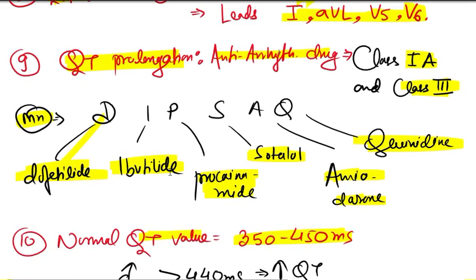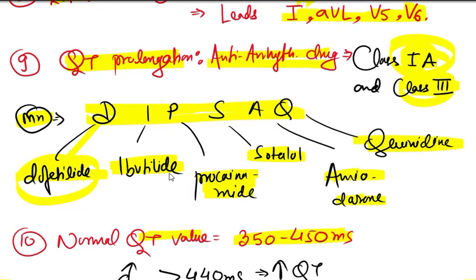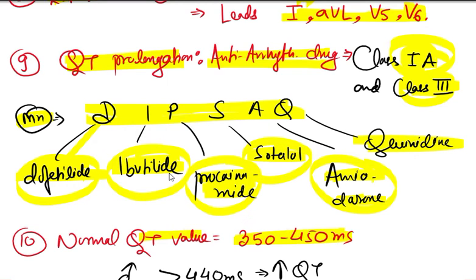Next one, QT prolongation. QT prolongation can be caused by anti-arrhythmic drugs, Class 1A and 3. So the mnemonic is DIPSAQ, a bad mnemonic, that's okay. D is dofetilide, I is ibutilide, P is procainamide, S is sotalol, A is amiodarone, Q is quinidine.